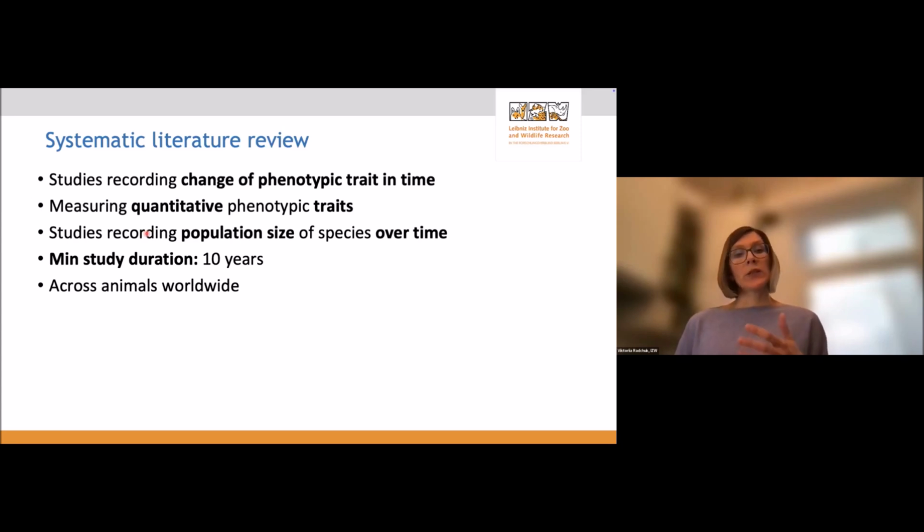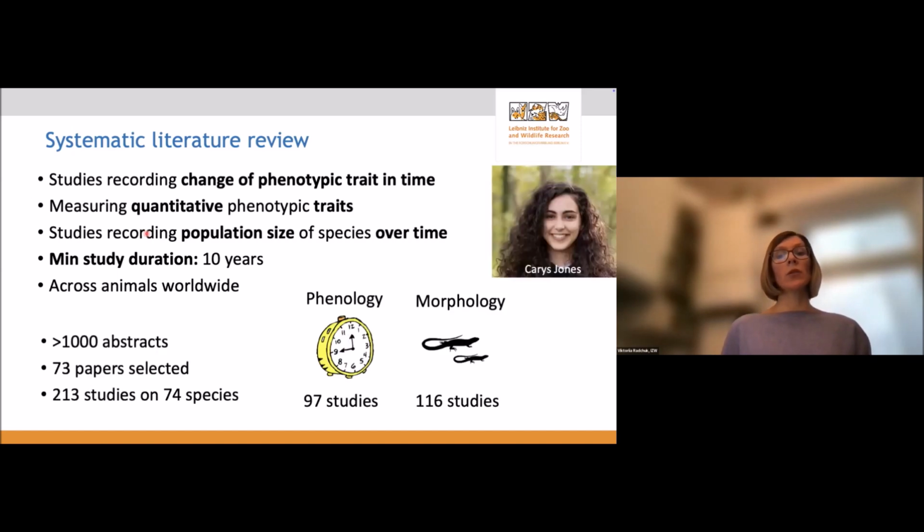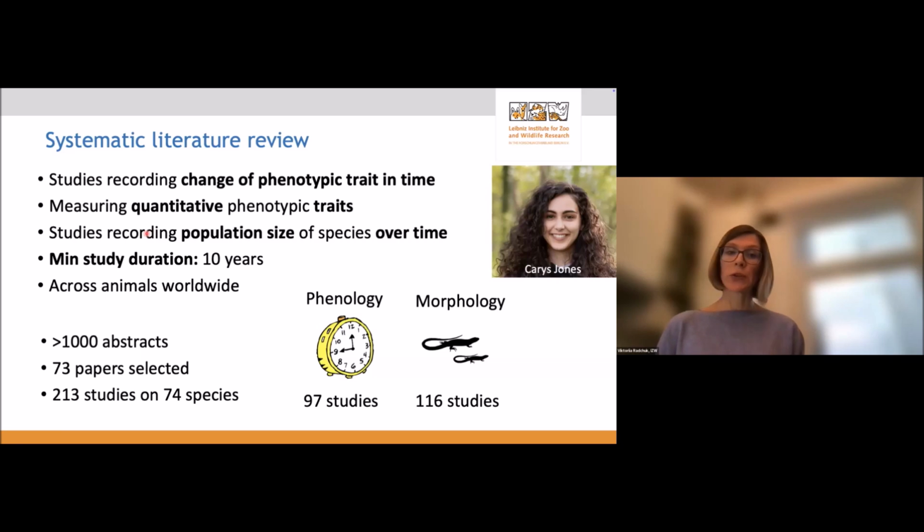So to answer this research question, we conducted a systematic literature review, looking for studies that recorded phenotypic trait and population size over time, with a minimum study duration of 10 years, and we searched across animals worldwide. And I would like to acknowledge Karis Jones, an intern in the team at that time, who did tremendous work in assembling the data coming from this systematic literature review. Without her support, I think this wouldn't have been possible.